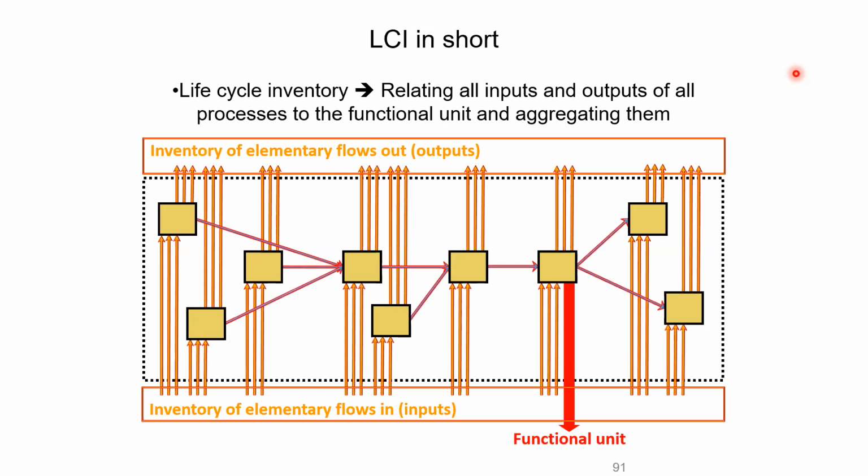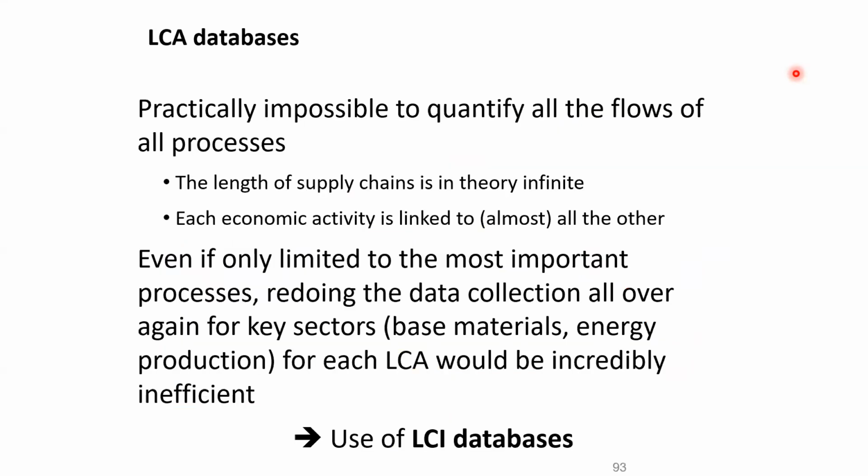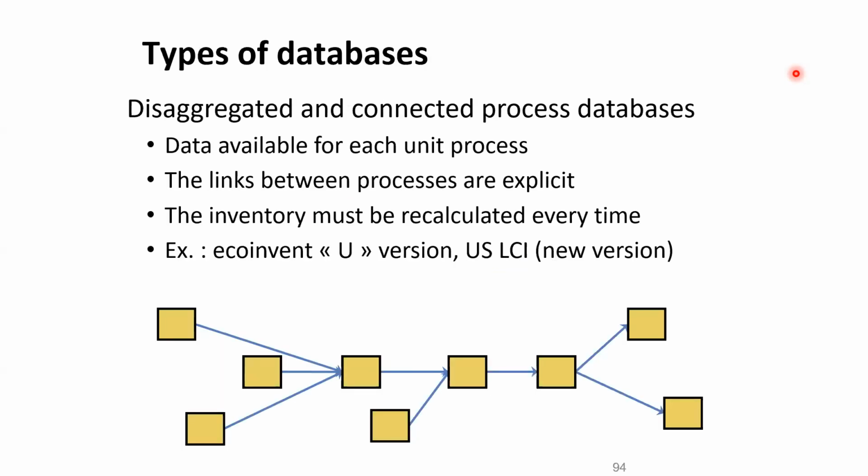So, inventory of elementary flow coming out, inventory of elementary flow going in, for the functional unit that we have chosen. So in terms of LCI: goal and scope, preparing data, data collection, validation of data, relating data to the functional unit, data aggregation and all that. So we do use software. There are several databases, Lifecycle Assessment databases.